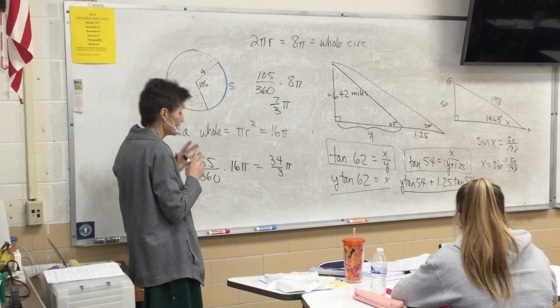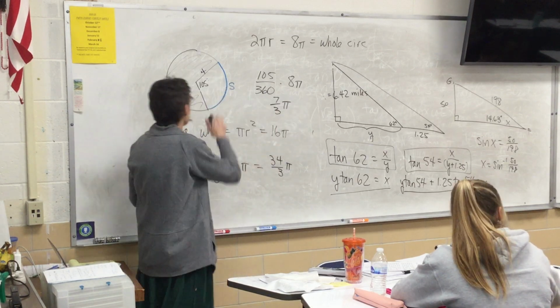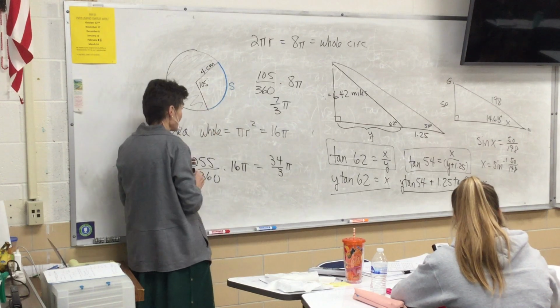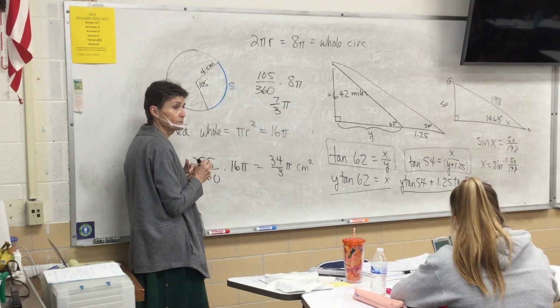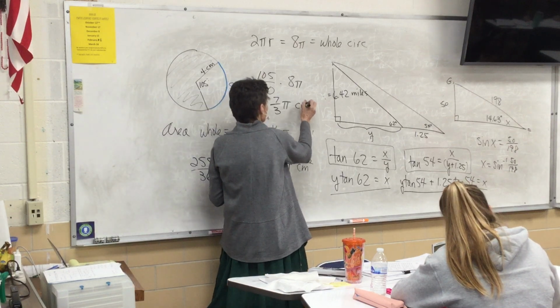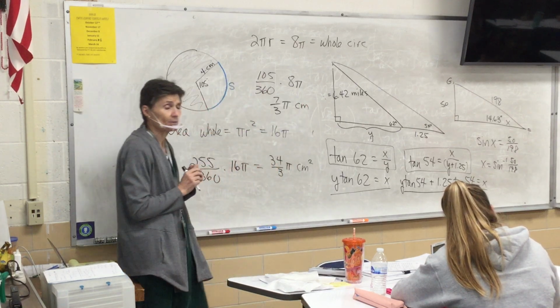Now, units. Are there any? Yes. If this is centimeters, then your area unit is square centimeters, and your arc length unit is just regular centimeters.